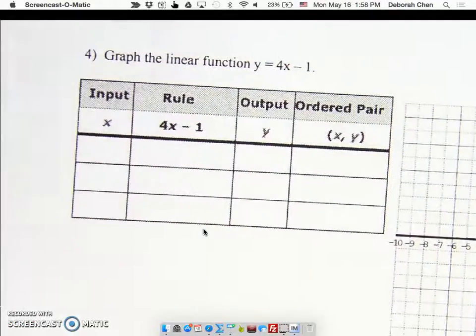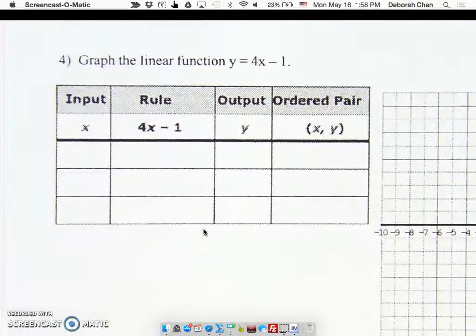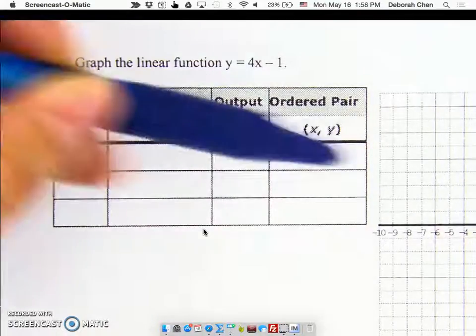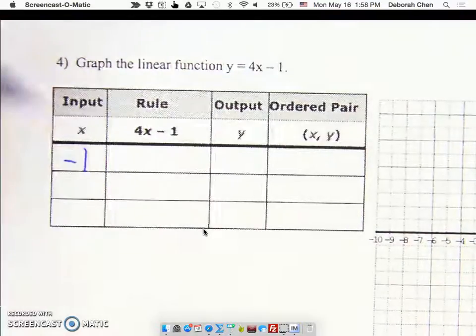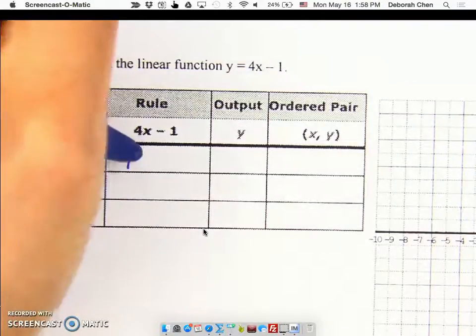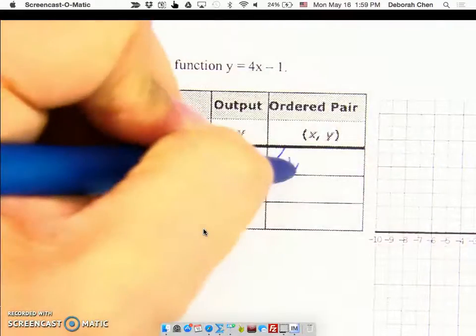So we have x as our input, and we're going to plug in that number to the rule, which is the equation here, and out will come the output. Now our x and y is going to make our ordered pair. So let's pick easy numbers like negative 1 for our input, and I'm plugging that into the rule. So go ahead and write this down. 4 times negative 1 minus 1 would be negative 4 minus 1, which is negative 5. So our ordered pair is negative 1, negative 5.